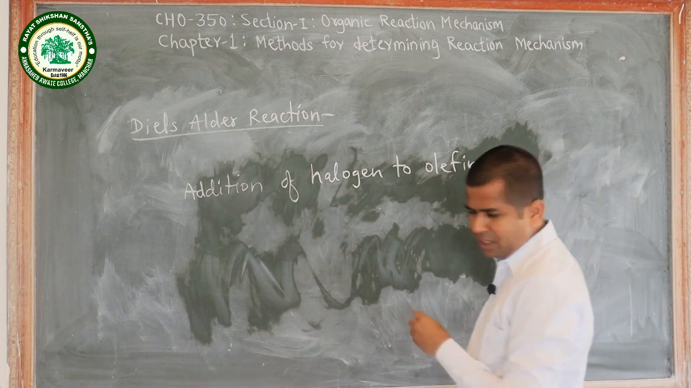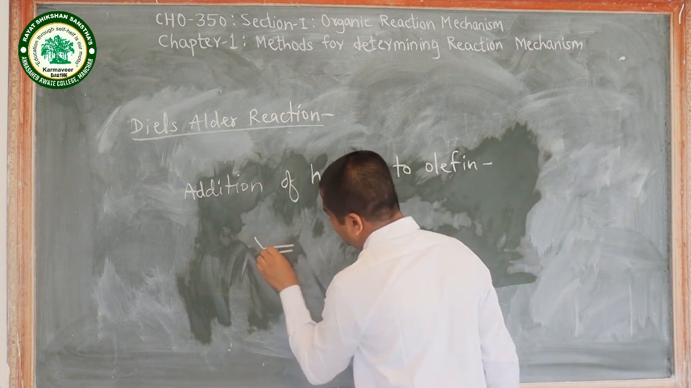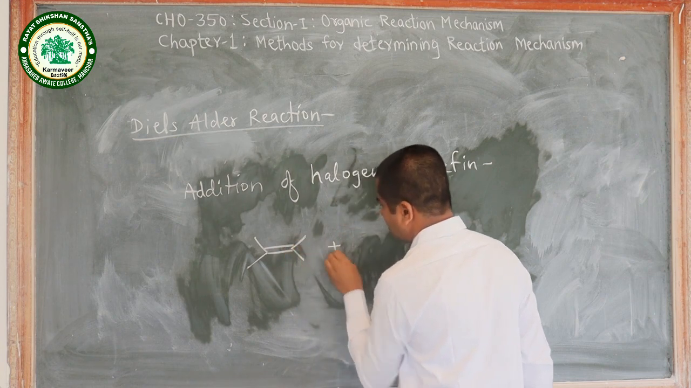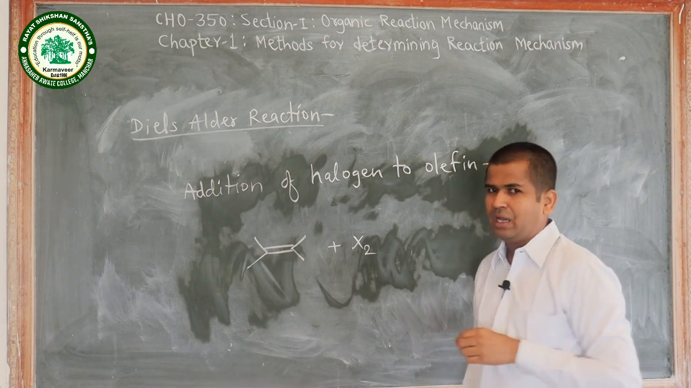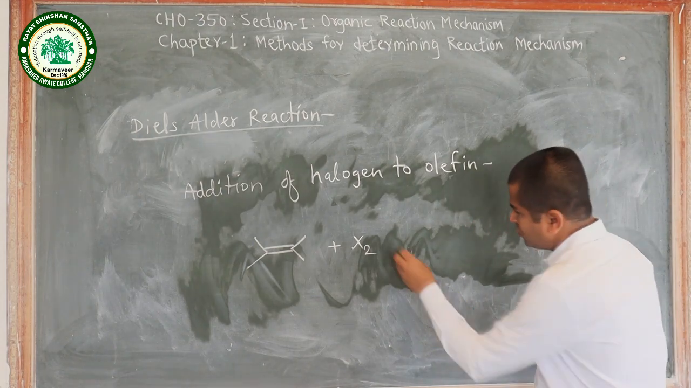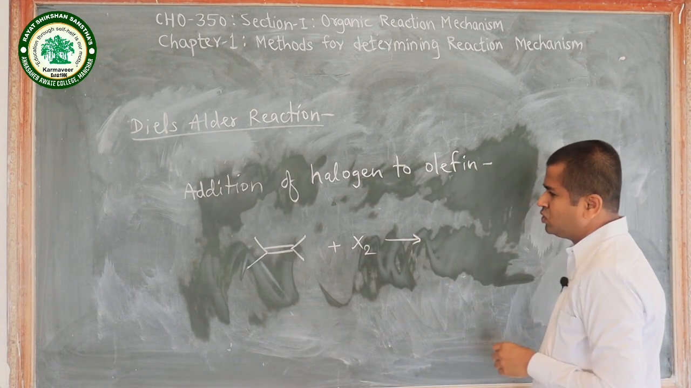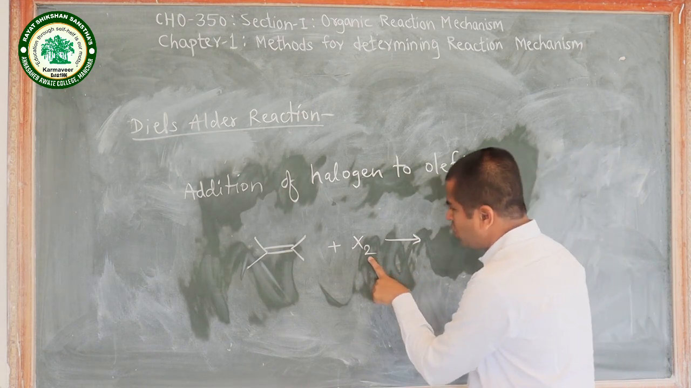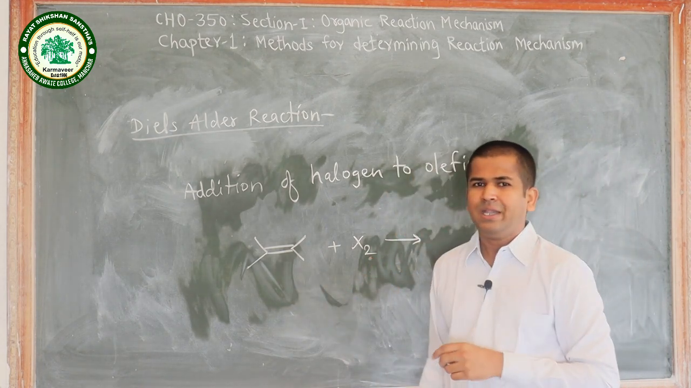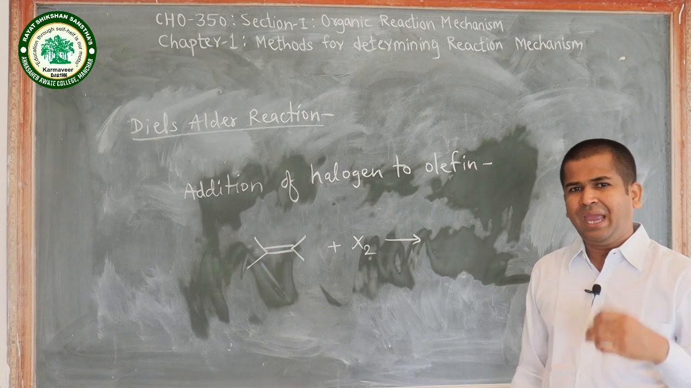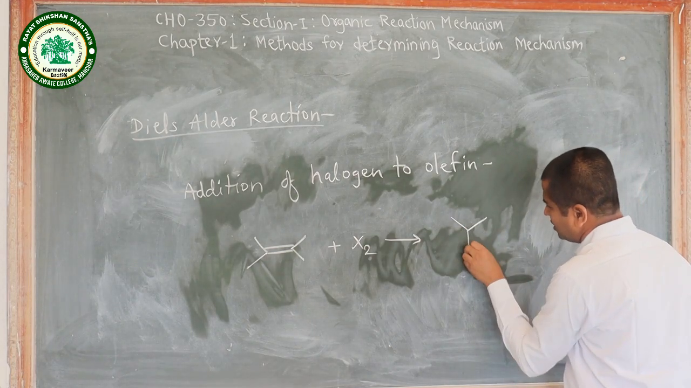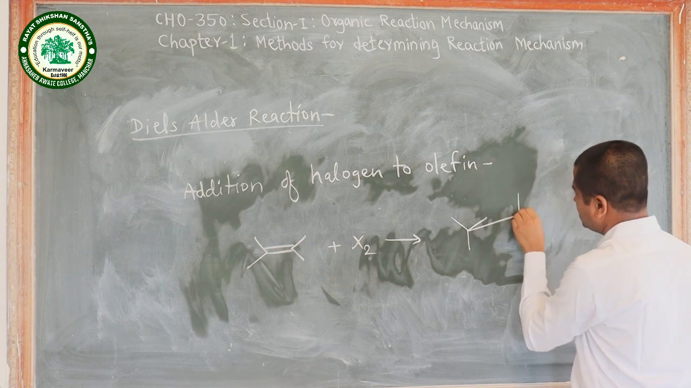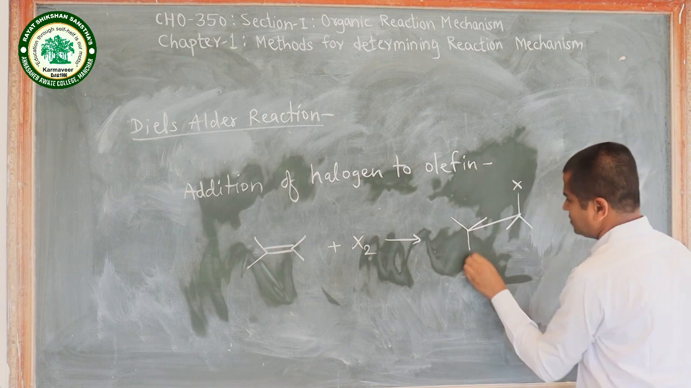Okay. So here, suppose we have an olefin, and a general halogen molecule, we take X2. The addition of X2 to this olefin takes place in anti-fashion. So the product obtained is like this.